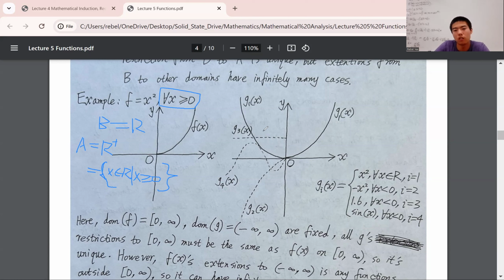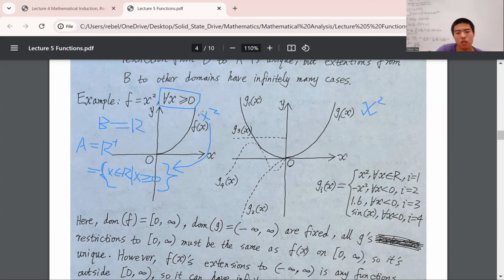And the restriction is the same because, for example, let G1 denote the function x squared. Then what's the restriction? The restriction is just x squared, but only on the set A. Because it's already fixed here, you must find exactly the same function as the original one.